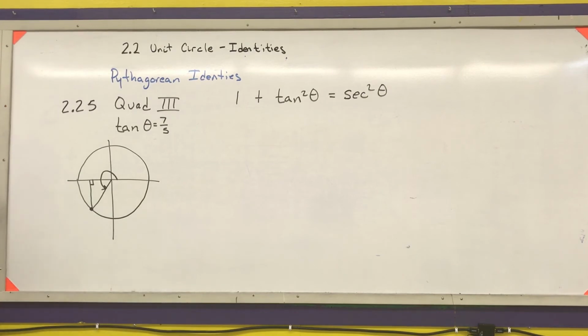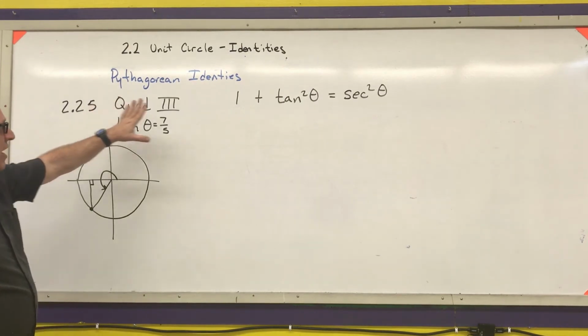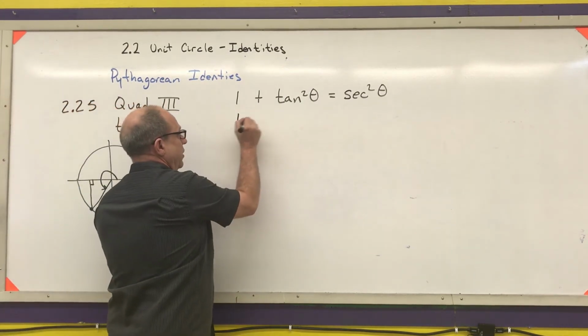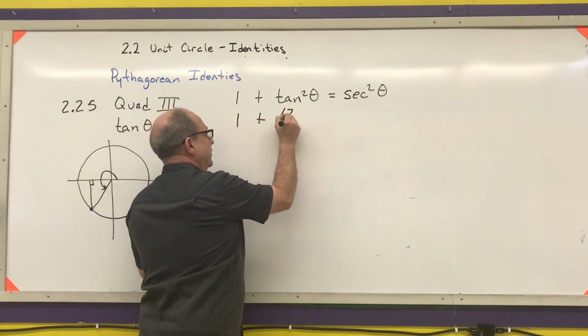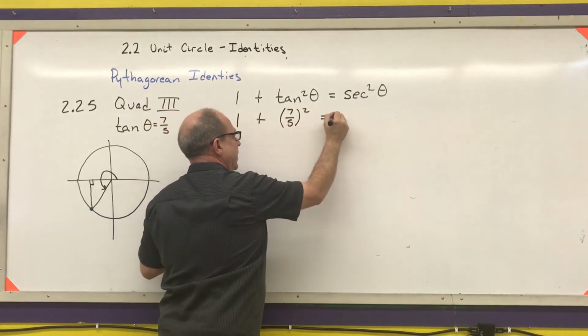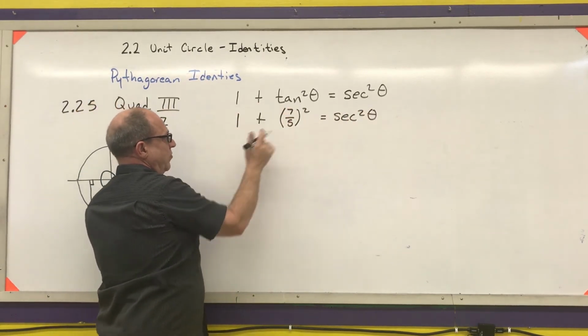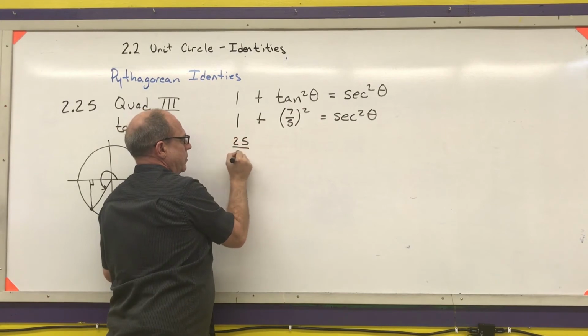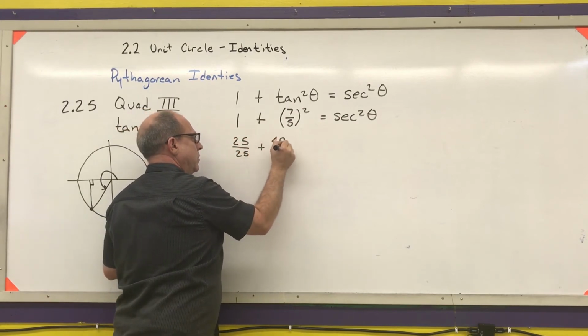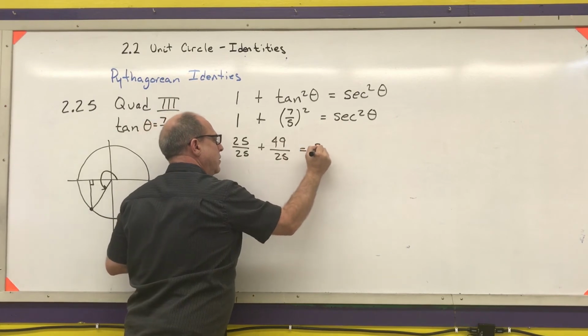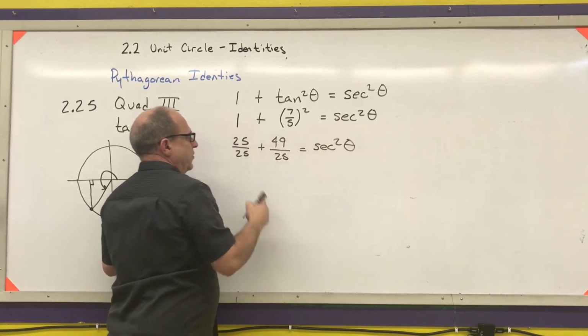Okay? I'm going to show you 2 different ways to do it. The first way is using trigonometric identities, and the second way is solving this right triangle. So first thing I do is I have my identity. So that's 1 plus 7/5 squared is equal to secant squared. Okay, this is 49/25. So that's 74.